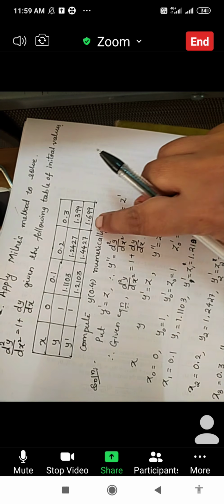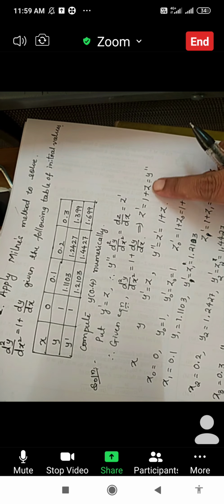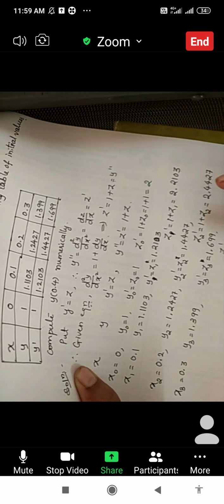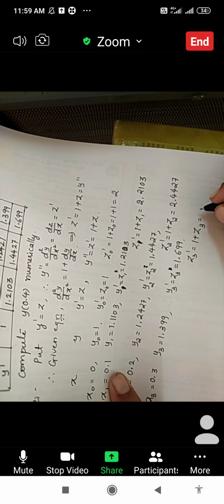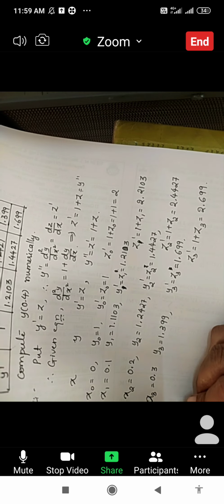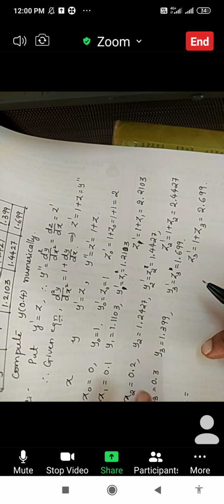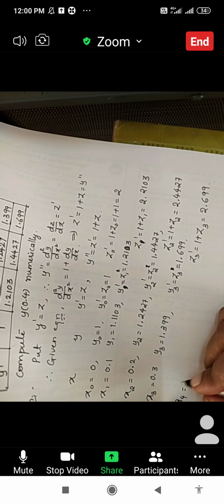z3 is given as 1.699. So z3 dash, z dash is defined as 1 plus z, so this is 1 plus z3. Add 1 to this, it becomes 2.699. What will be the value of x4? 0, 0.1, 0.2, 0.3 means the difference is 0.1. So it will be 0.4.